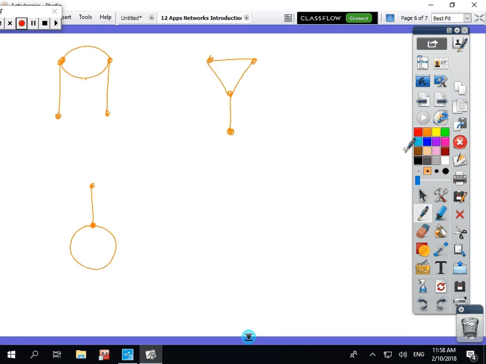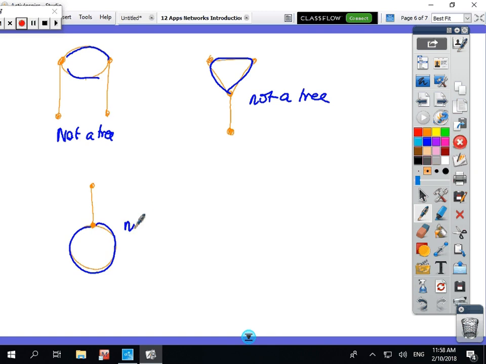In this one here, the first one is no good because we've got a parallel edge, so it's not a tree. Here we've got a loop, so it's not a tree. And here we have a cycle, so that's not a tree. Again, here we've got the same number of edges as vertices. So when edges equals vertices, it cannot be a tree.